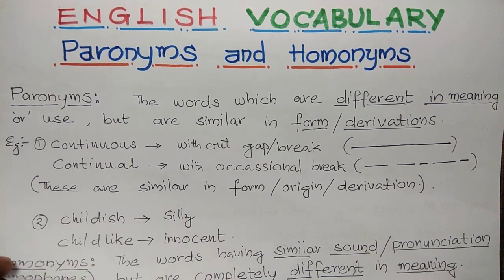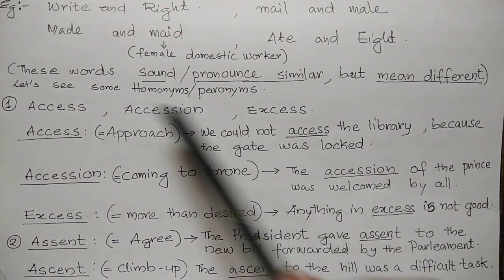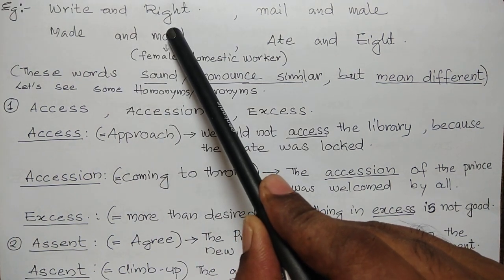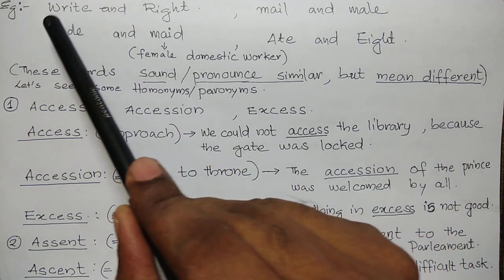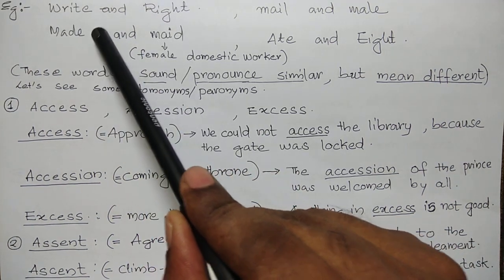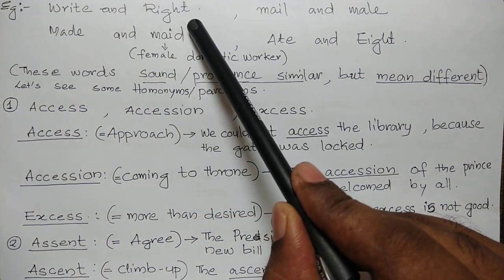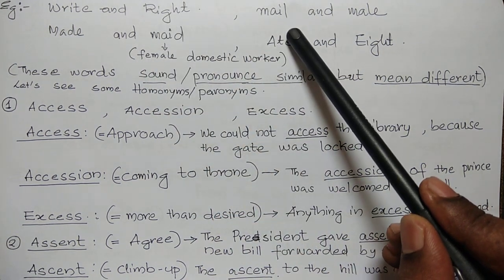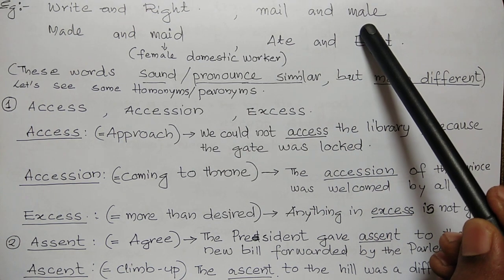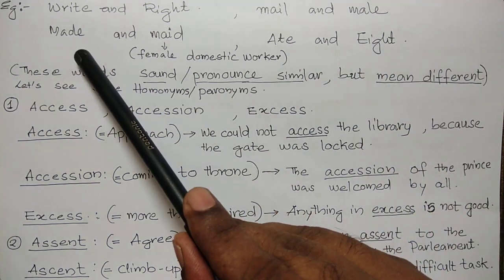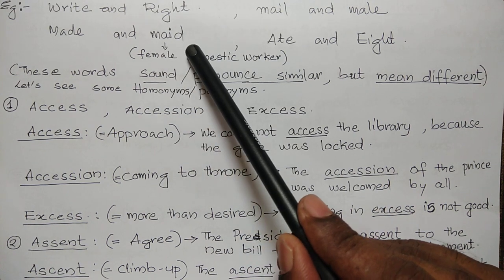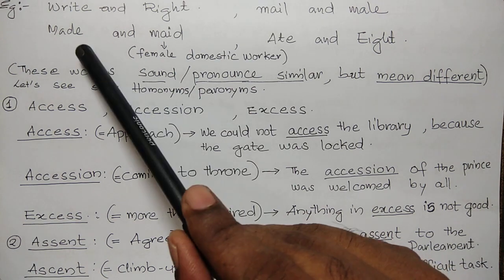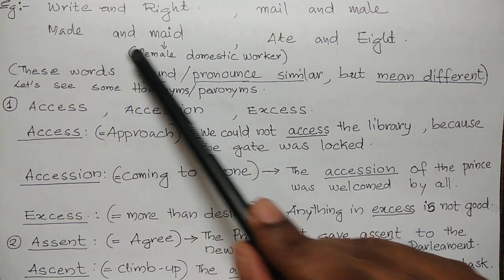Let's see some examples. Right and right. Both are sounding the same. Pronunciation is same. W-R-I-T-E, write. And R-I-G-H-T, right. Same way, mail, M-A-I-L, and male, M-A-L-E. Maid, M-A-I-D, means female domestic worker. Both are of same pronunciation but meaning is different.